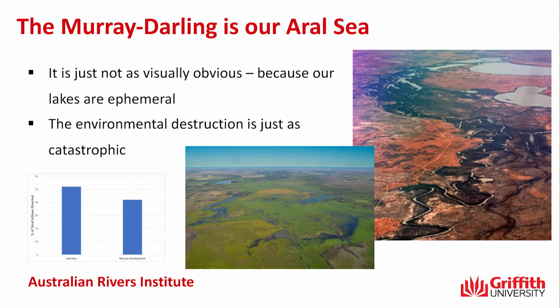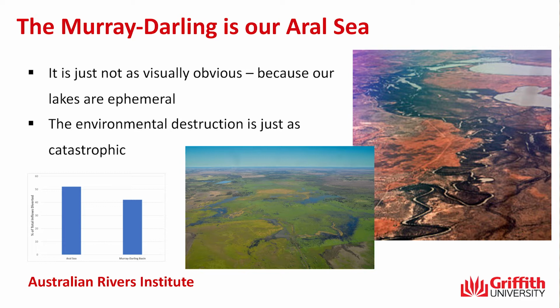It's quite permanent flow, even though it's flowing through a semi-arid area. What happens with variability? The Murray-Darling is really our Aral Sea. It's just not visually obvious because it's not permanent water, it's ephemeral water bodies. And because our lakes are ephemeral, we don't realise the actual loss of water within the systems because we're used to seeing them dry at a certain period of time.